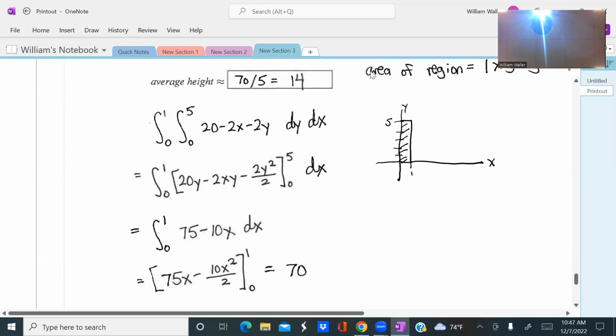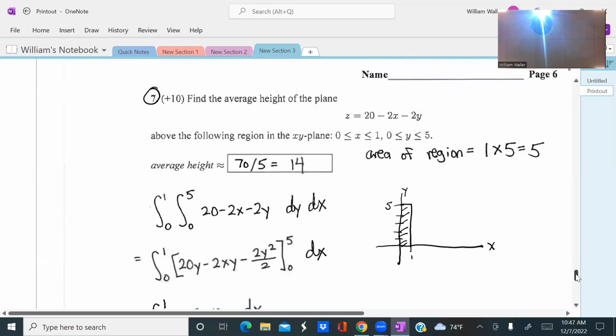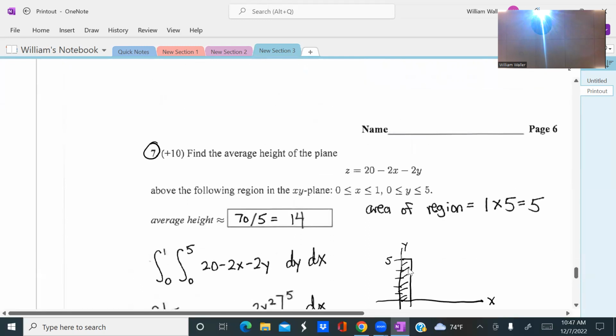So the average height of this plane above the xy plane over this region turns out to be 14. Sometimes it's higher than 14, sometimes it's lower than 14. On average, though, its height above that region is 14. Okay. Those are the ones I think on test number 3 were the most troublesome.